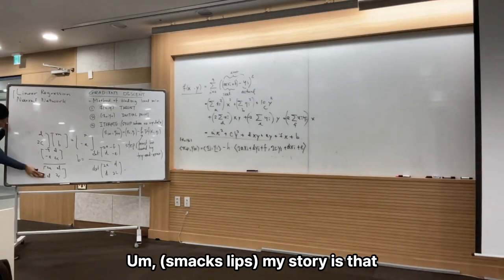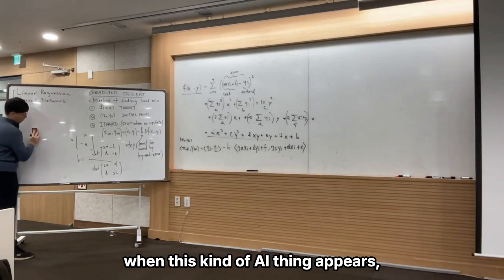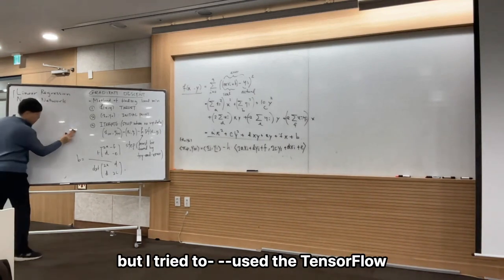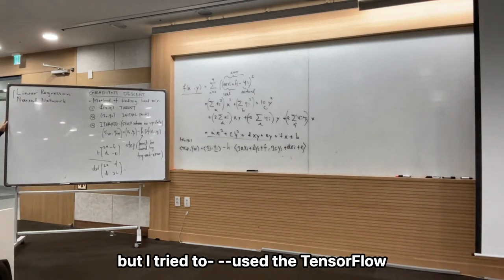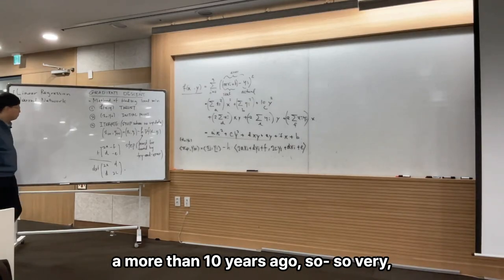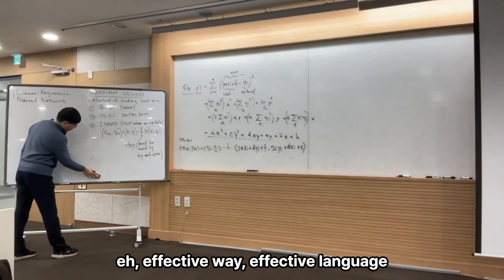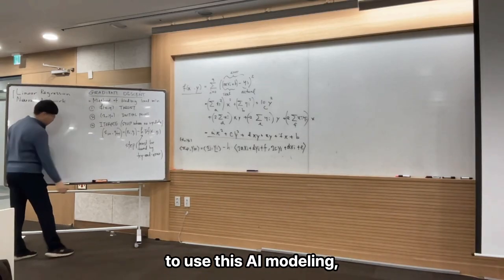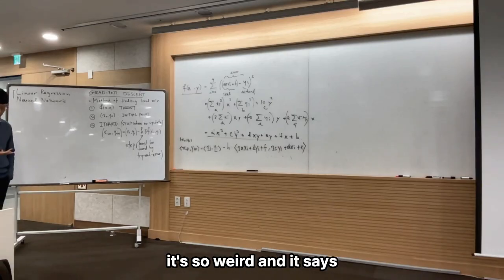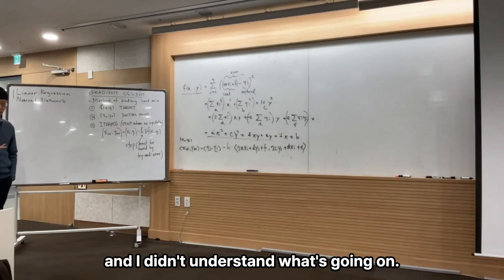So my story is that when this kind of AI thing appeared, there was TensorFlow. I think there is still TensorFlow, but I tried to use it because I heard that it's more than 10 years old, a very effective language for AI modeling. And I saw TensorFlow, and it's so weird. It says even if I want to add two variables, I need to use the function add. And I didn't understand what's going on.